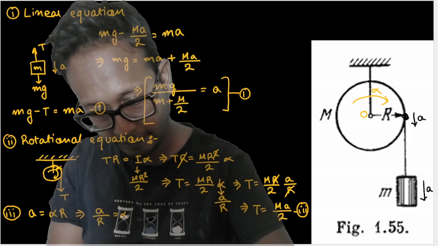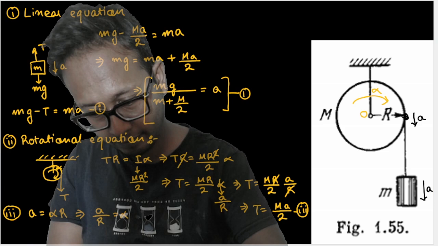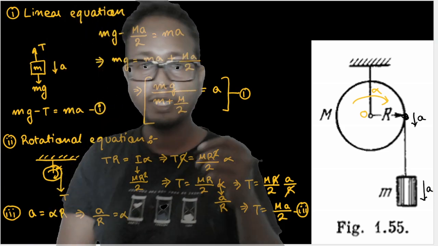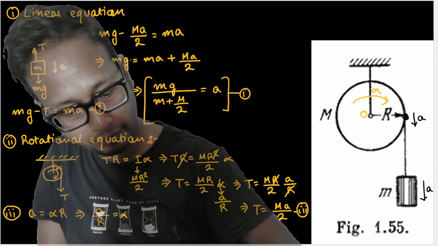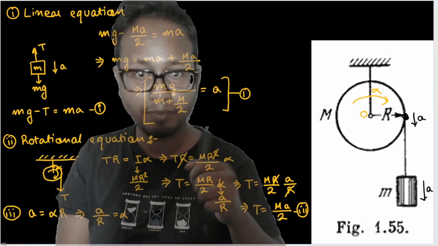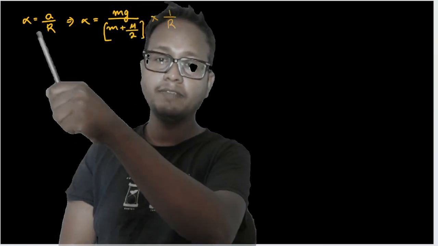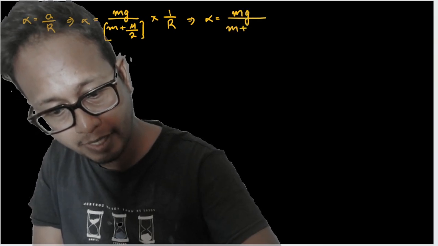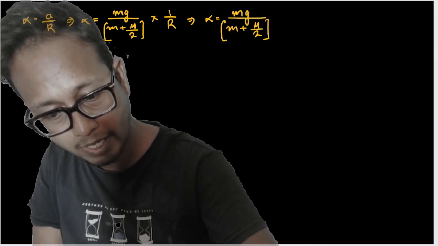So alpha is equal to A. The value of A is nothing but mg divided by small m plus capital M divided by 2. This is the value of A, multiplied by 1 by r. Right? A divided by r. So the value of alpha is nothing but mg divided by (m plus M by 2) into r.